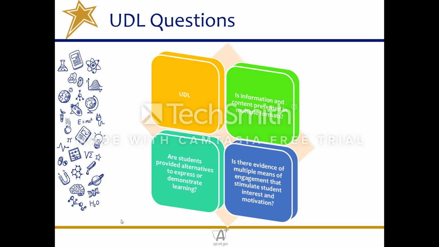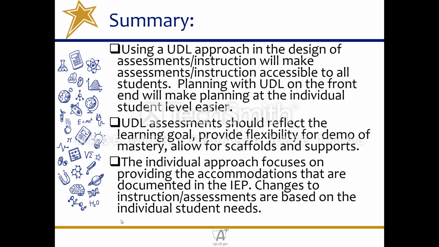When evaluating instruction and assessments for universal design for learning, the following questions are a good guide. Is information and content presented in multiple formats? Are students provided alternatives to express or demonstrate their learning? And is there evidence of multiple means of engagement that stimulate student interest and motivation? In summary, using a universal design for learning approach in the design of assessments and instruction will make those accessible to all students. Planning with universal design for learning on the front end will make planning at the individual student level easier.